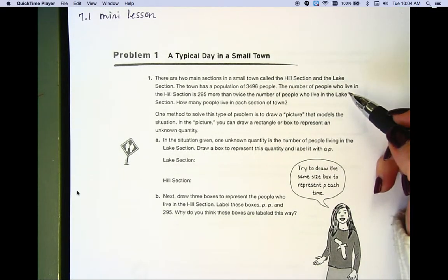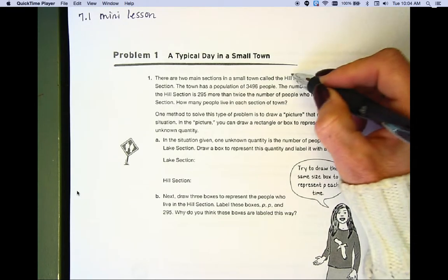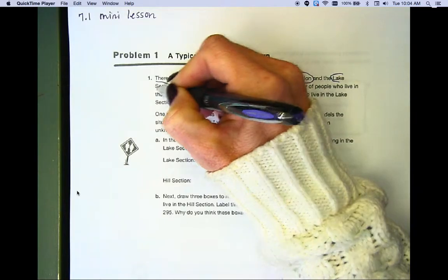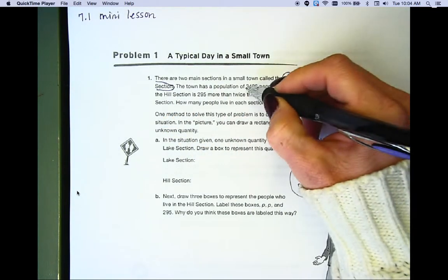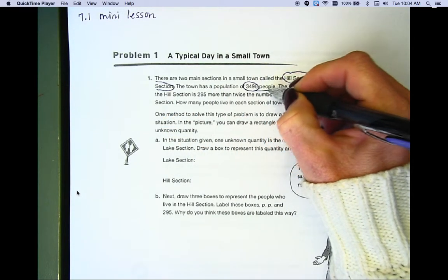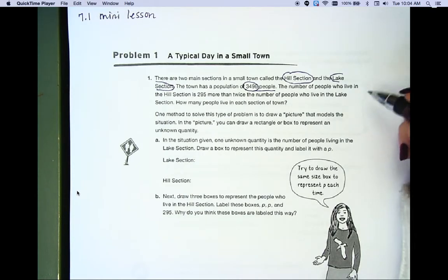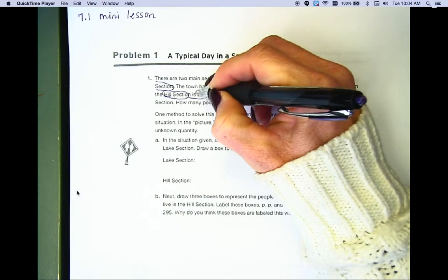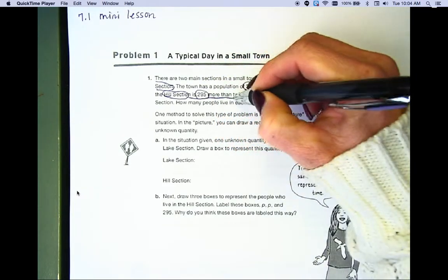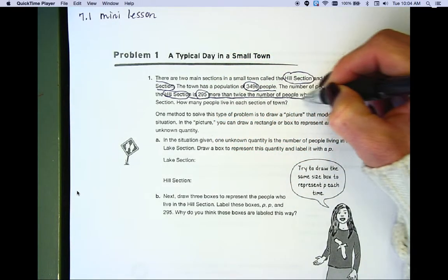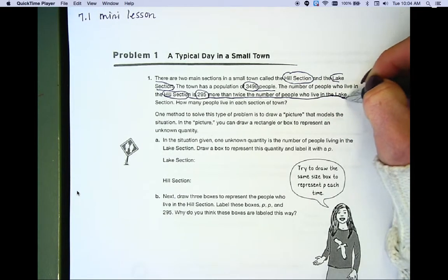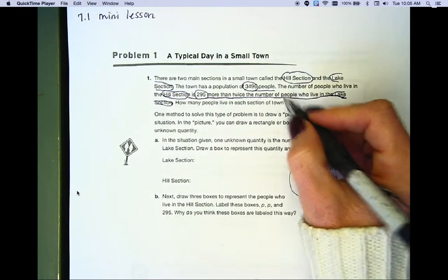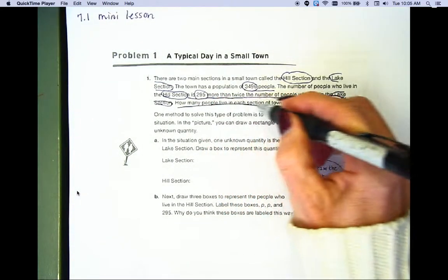There are two main sections in a small town called the hill section and the lake section. The town has a population of 3,496 people. The number of people who live in the hill section is 295 more than twice the number of people who live in the lake section. How many people live in each section of town?